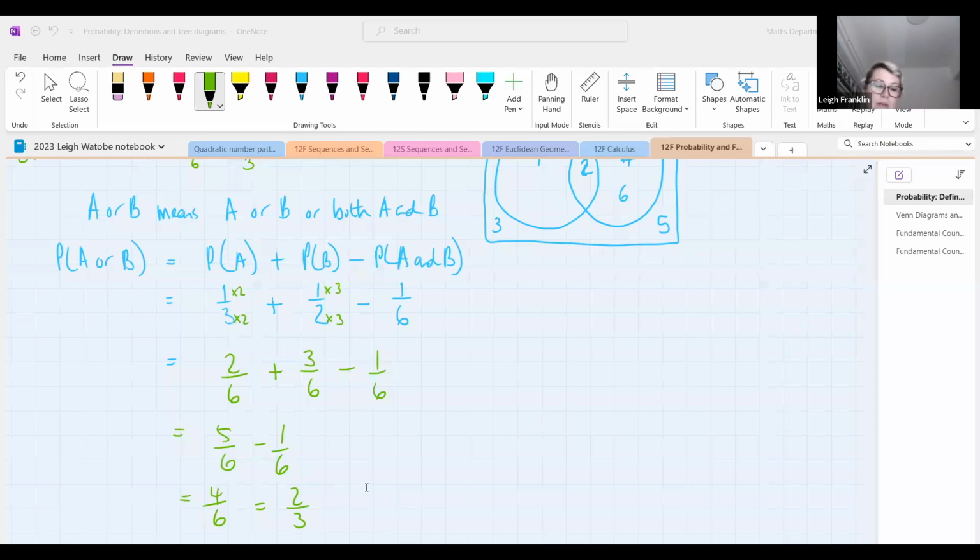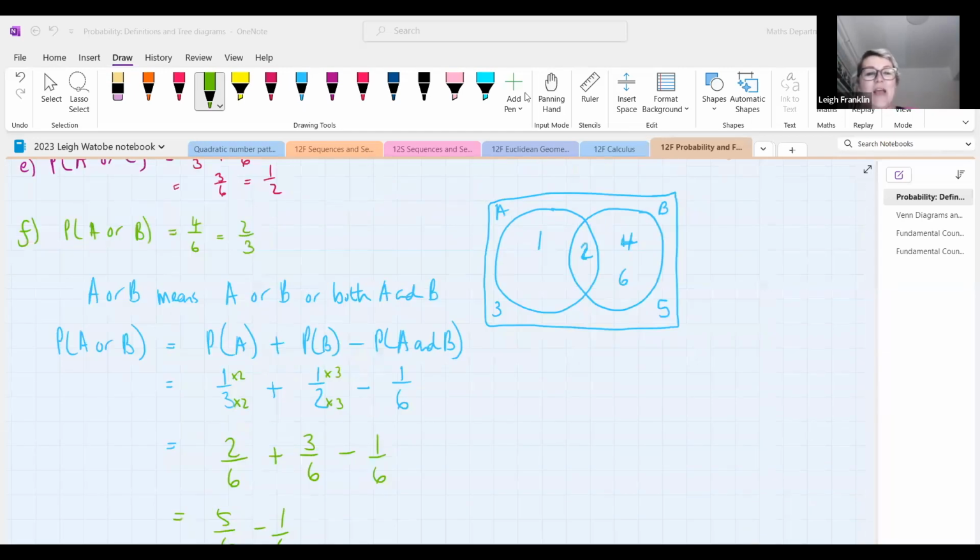Okay, does that make sense to everybody? Any questions about that? Yeah, the Venn diagram is easier. I agree. But if you want to do it using the rules, it's not a problem.